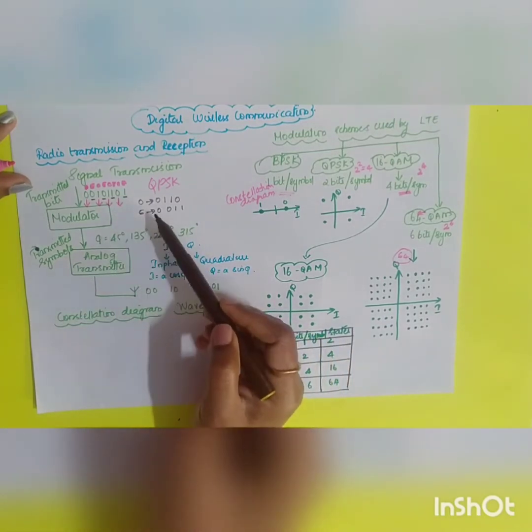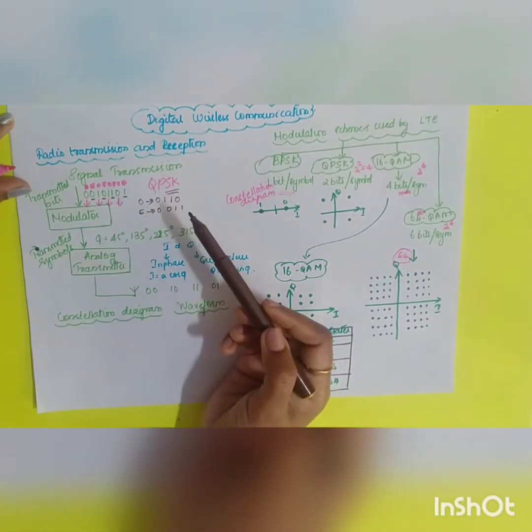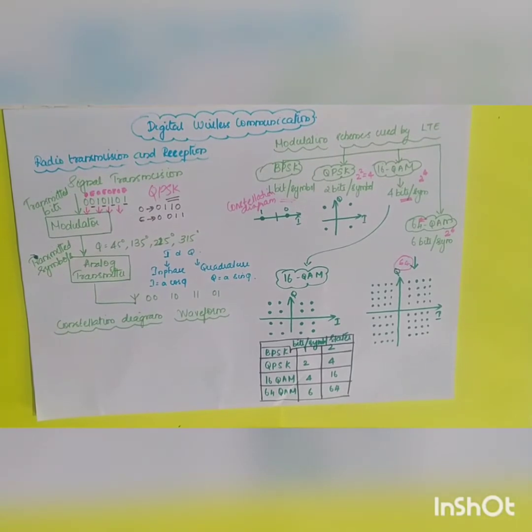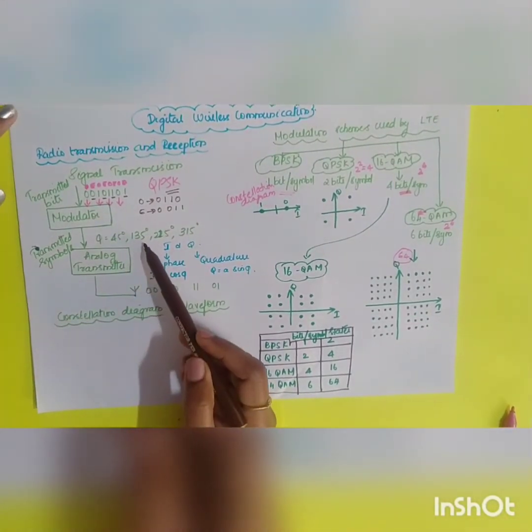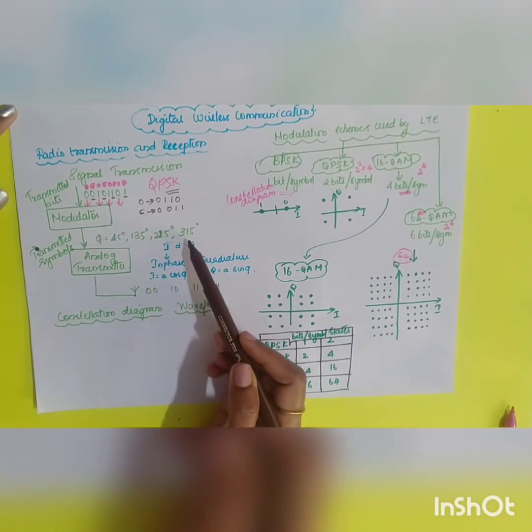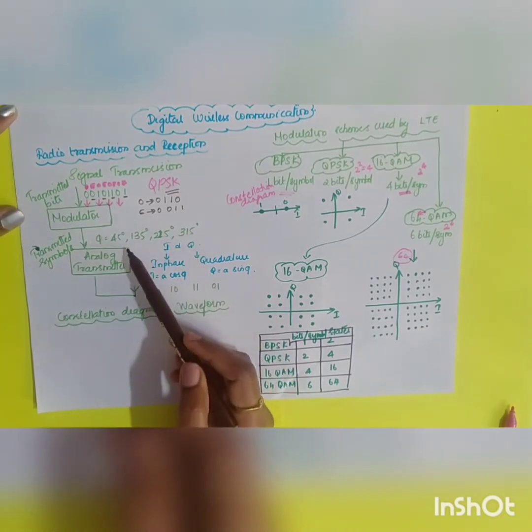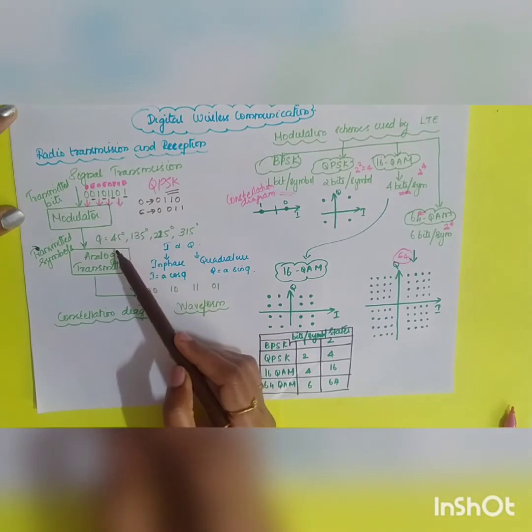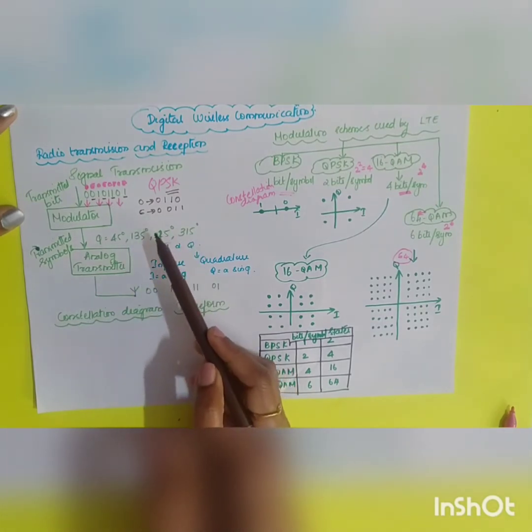So this QPSK is quadrature. Quadrature means it consists of 4 different phases. So what are the 4 phases? They are 45 degree, 135 degree, 225 degree and 315 degree. Okay. So based on these 4 different phases, the data bits will be represented.